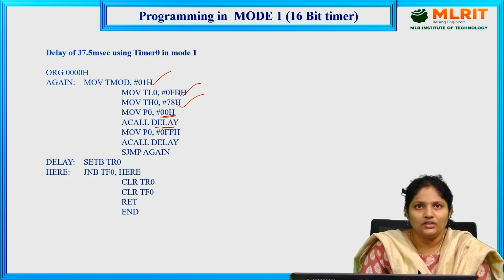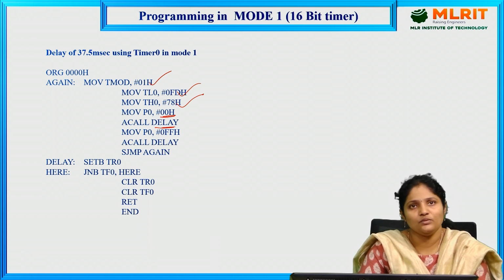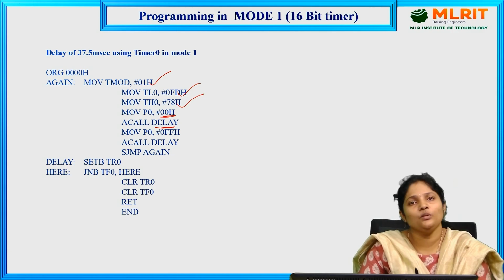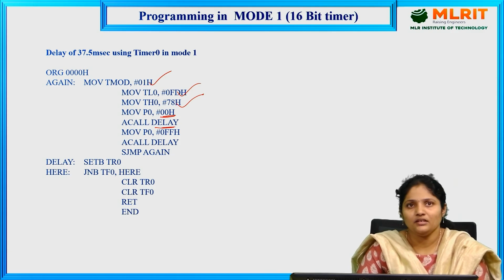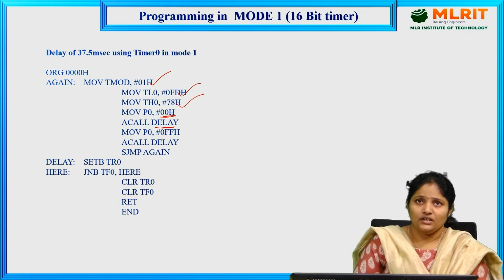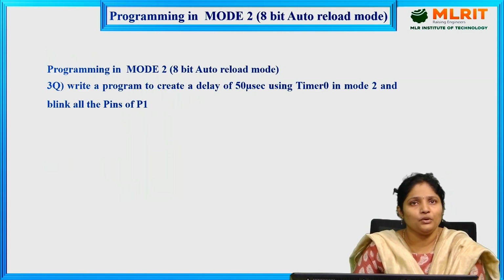The main two things we need to make sure of before writing the timer program are what the TMOD value is and what values are loaded into TL and TH. It always depends upon which timer you are taking and in which mode that timer is working, right? Right. So coming to the next one, how to write the program in mode 2.